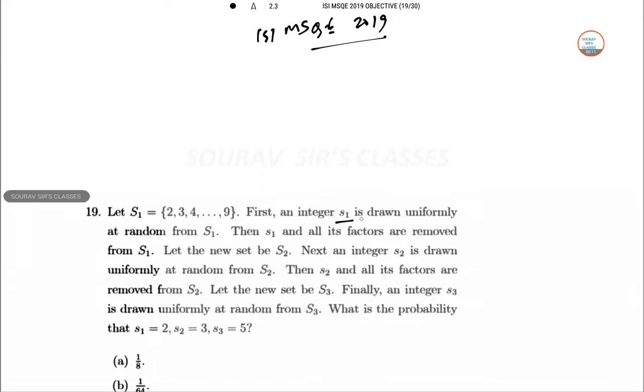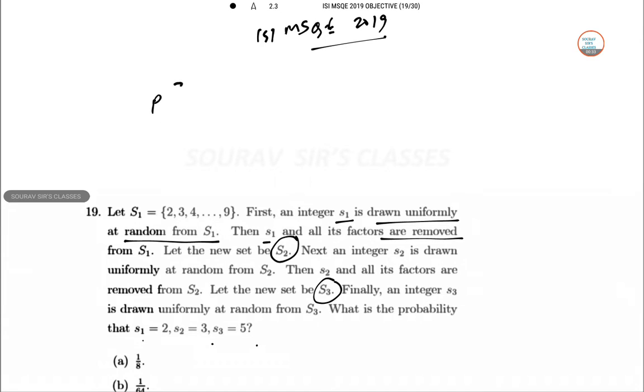First, an integer s1 is drawn uniformly at random from S. Then s1 and all its factors are removed from S. The new set is S2. Then again s2 is drawn at random, and s2 and its factors are removed from S2. In that way S3 is formed. So what is the probability that s1 is 2, s2 is 3 and s3 is 5?